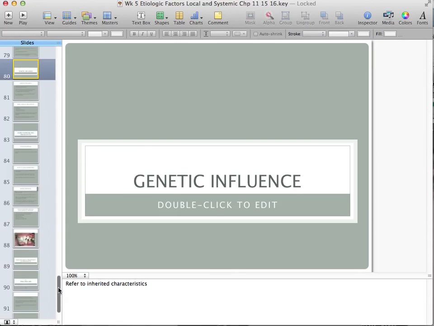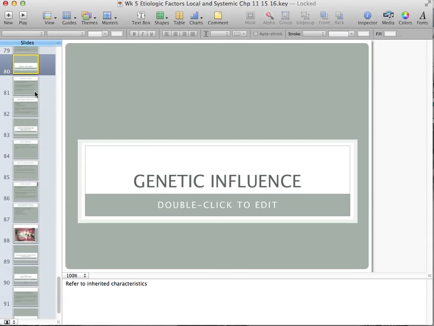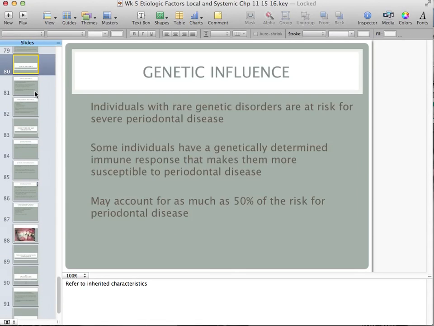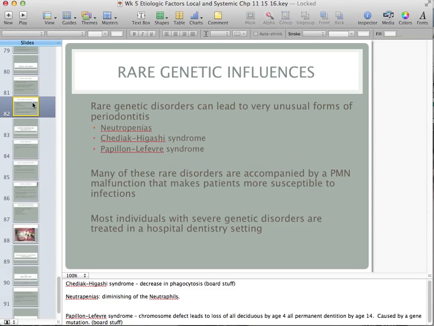And now we'll talk about genetic influence. So this is no longer systemic issues. This is genetic issues. So let's see here. What are rare genetic influences that can lead to unusual forms of perio? Neutropenias, which is diminishing of neutrophils, which again makes sense. If you don't have a lot of neutrophils, you can't fight off the bacteria or phagocytize it. So neutropenia would make sense.